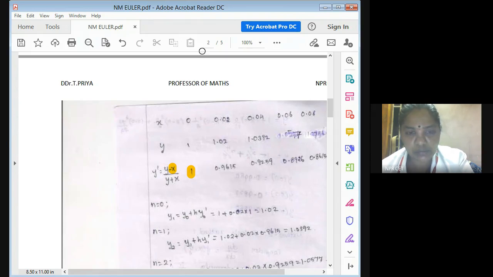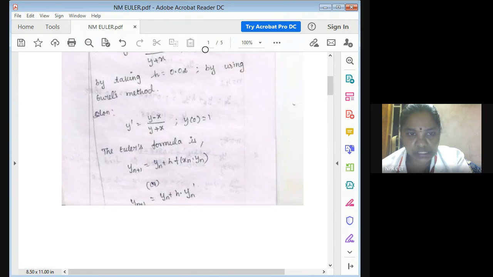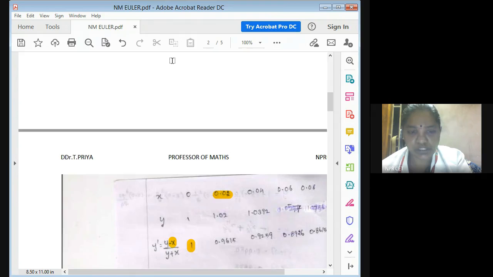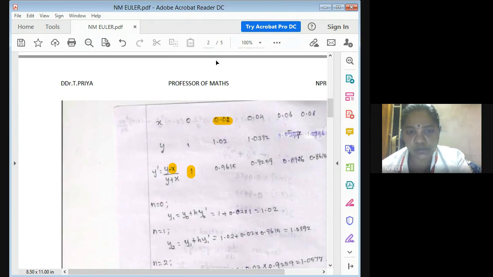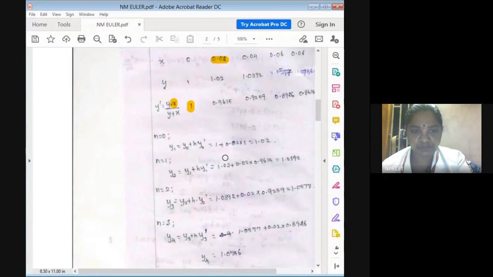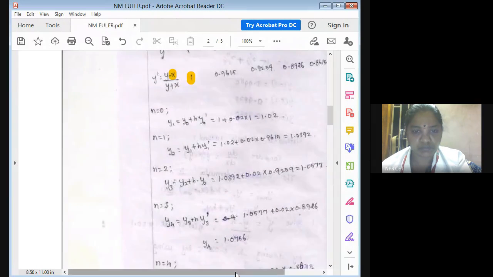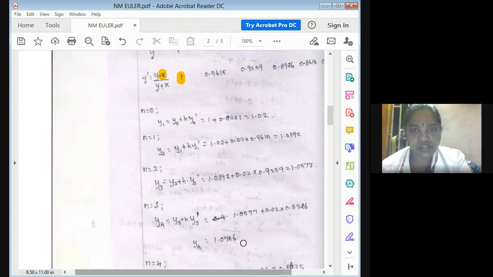Okay, so now coming to the next point, that is x is equal to 0.02. The 0.02 must be determined by the interval. What is that interval? Interval is h. Here the given interval is h is equal to 0.02. So I take the first step as 0 plus 0.02. Likewise, we can take the next one, 0.02 plus 0.02, that is 0.04. So up to there, we calculate for 0.1. Okay. Up to 0.1 we can take this as granted.